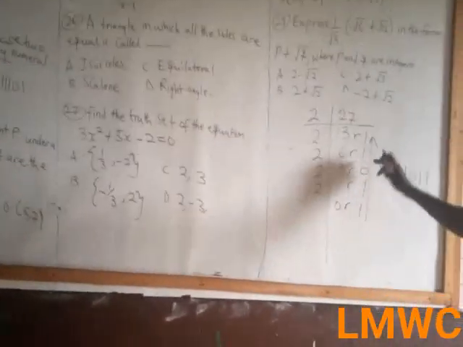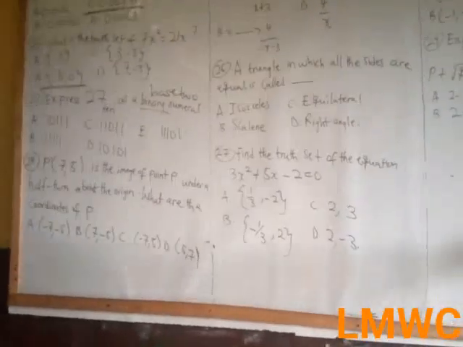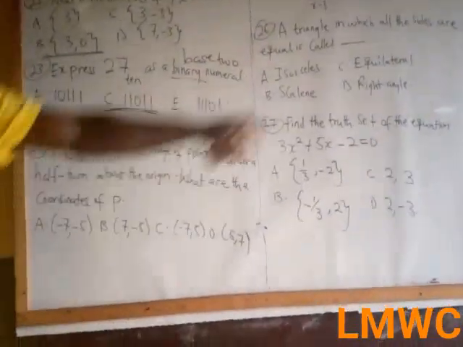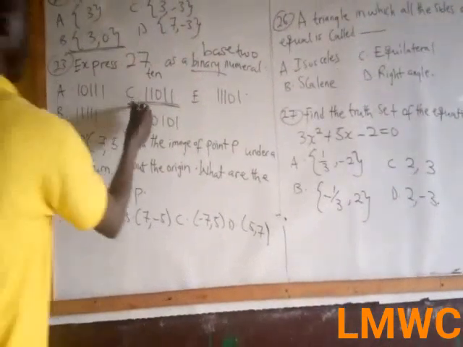So 1, 1, 0, 1, 1 base 2. That's our answer. Let's go and check. The answer is C. If you compare it, 1, 1, 0, 1, 1 base 2 is C.